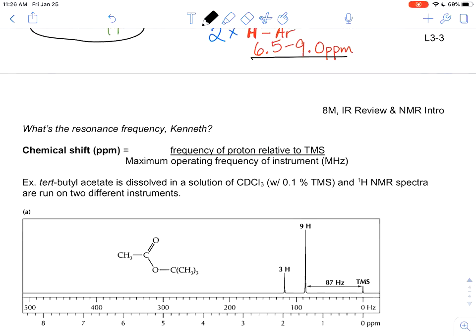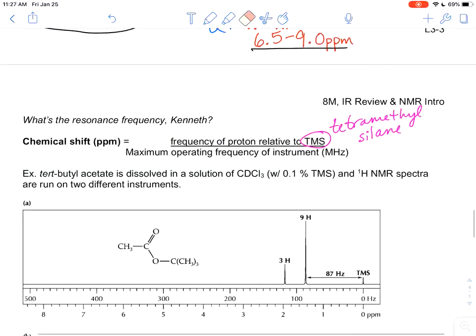It's a shift relative to TMS. This is tetramethylsilane. It is the most shielded molecule that we could come up with as scientists, as chemists. And it has a 0 chemical shift. And that just means that it is very shielded, and each of those protons resonate with the magnet at a relative frequency of 0. Once again, that's our standard.